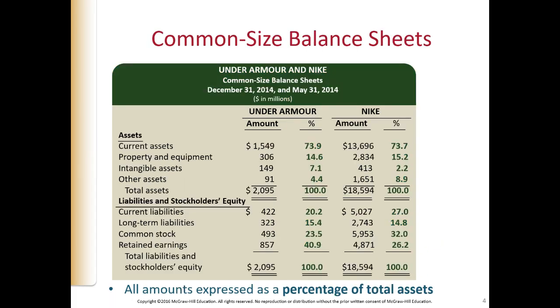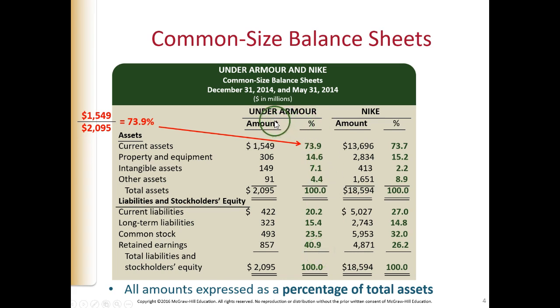Doing the same thing with the balance sheet. Again, divide every number in the balance sheet by total assets. So make sure you divide current assets, like it shows here, 1,549, by total assets, 2,095, to get 73.9%. To continue, in the property and equipment, divide 306 by, again, 2,095. This puts all the numbers in this column here in percentages instead of dollars for a balance sheet.